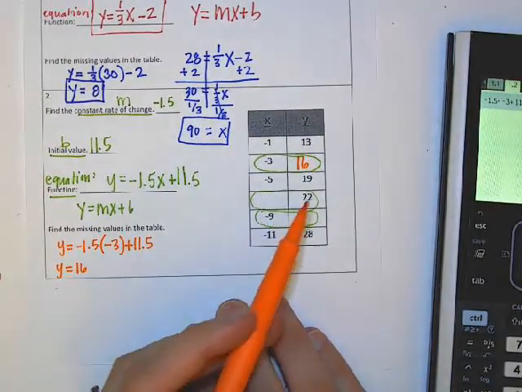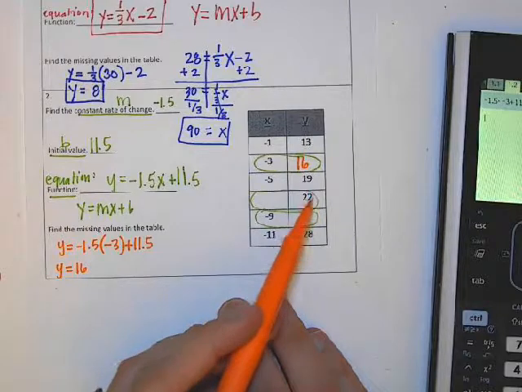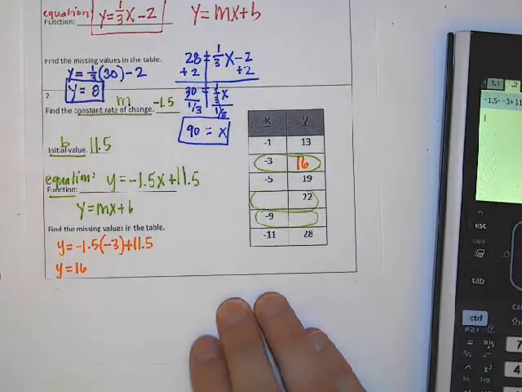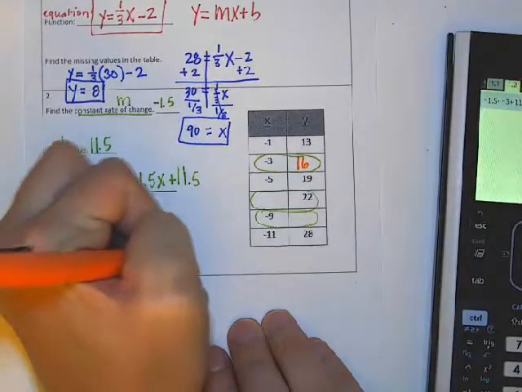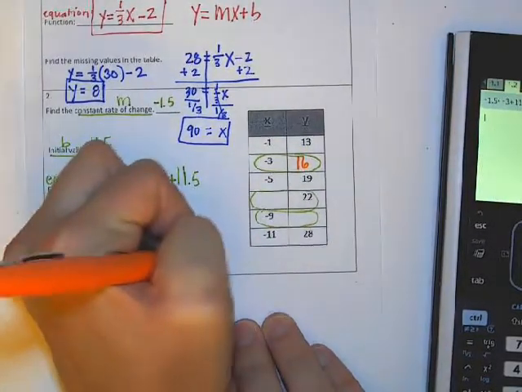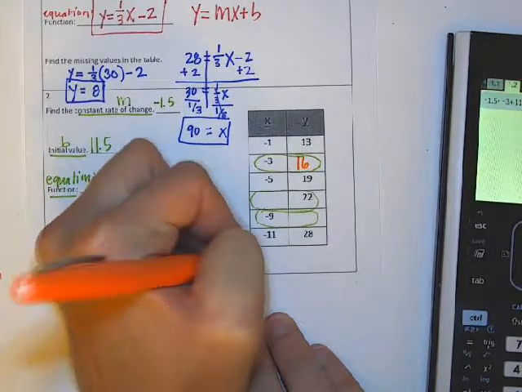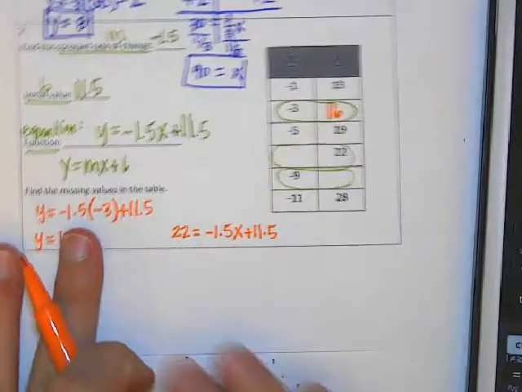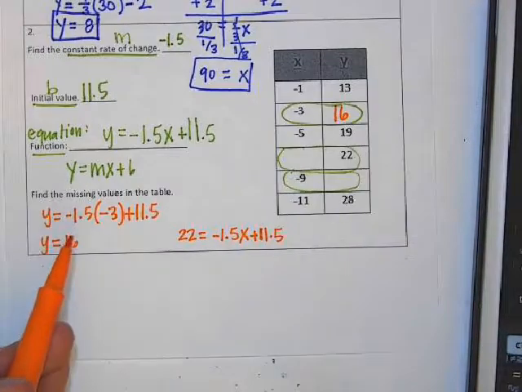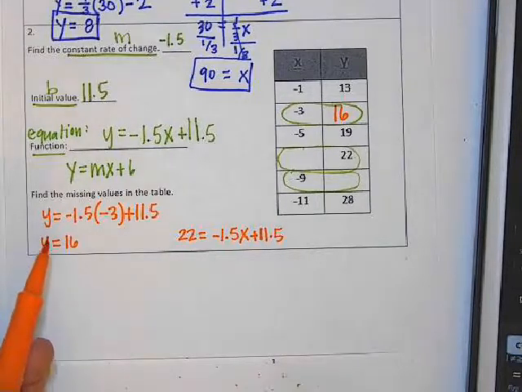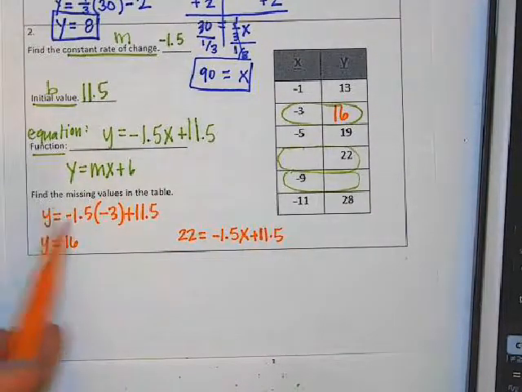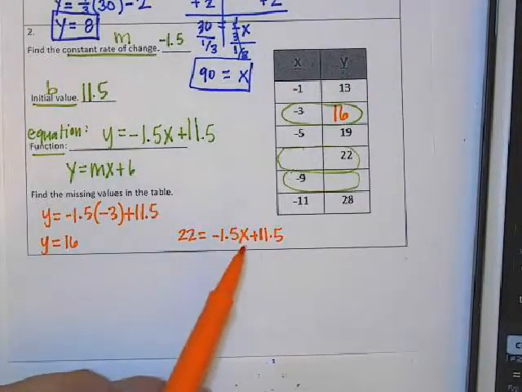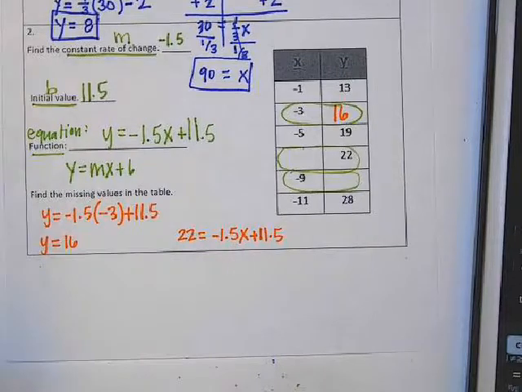Okay, then the next missing number, 22, is what? The y. So where am I going to plug 22 in? Y spot. Okay, so 22 equals negative 1.5x plus 11.5. Now I got to solve this. Why didn't I have to solve the first one? Because the y was missing. The y is by itself already, so I don't have to solve for it. The next one, the x is in the middle of the problem. It's not by itself. So I have to solve for x.